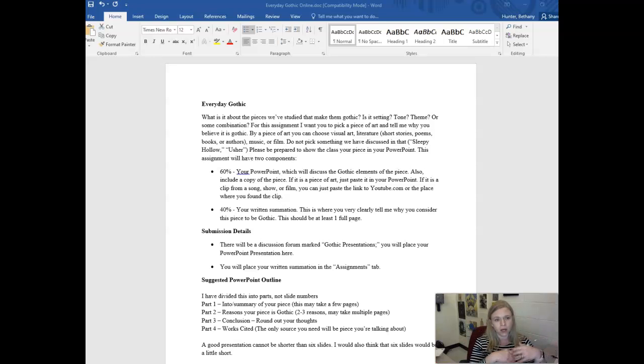So basically what you're going to do is take a piece of art, and it could be a short story, poem, book, author, music, film. I love a piece of visual art. Any of those can work. And so you're going to tell me why they're Gothic.